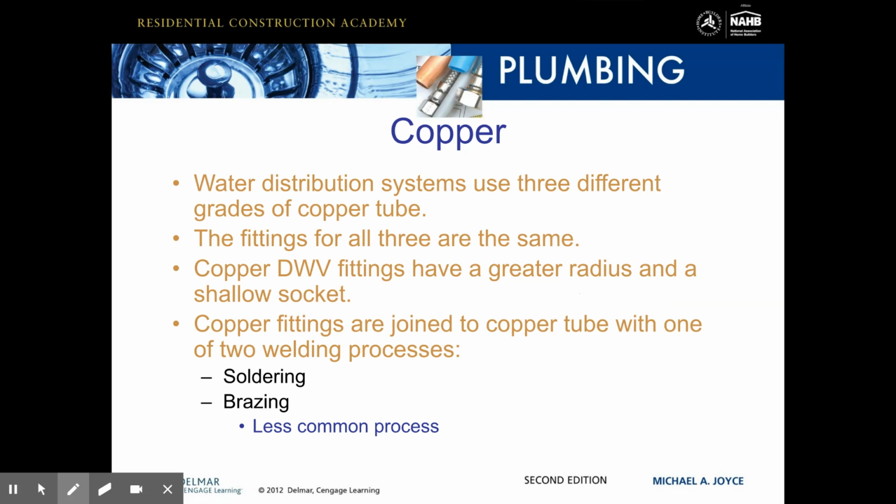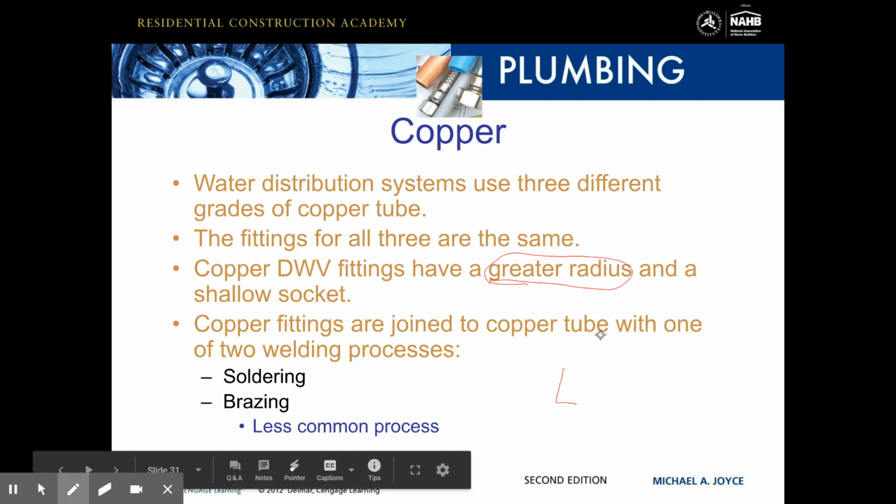Water distribution systems use 3 different grades of copper tube. We won't go over those right now. The fittings for all 3 are the same. Copper drain waste vent fittings have a greater radius and a shallow socket. Again, they're going to have a greater radius going back because they're part of the drain waste vent system. So instead of being a sharp 90 like we see, they're more of a sweeping 90.